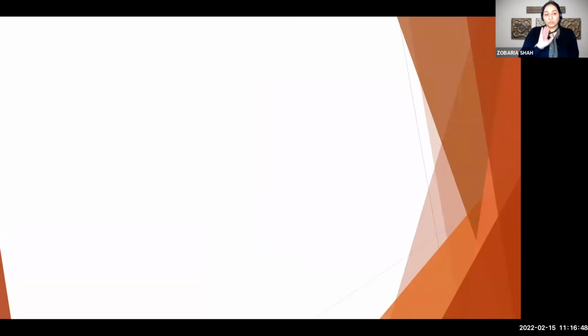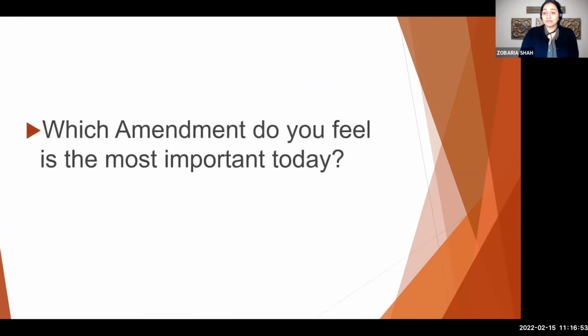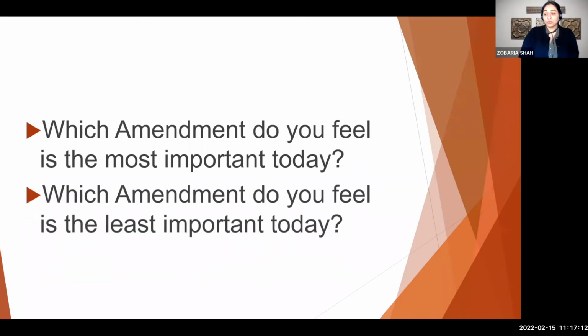Okay, so we'll take a brief pause here. We've covered 5 amendments, and I want you guys to be able to either discuss as a group, however your teacher would like this to happen. You can write this down, you can type it in the chat, whatever you prefer. Which amendment do you feel is the most important today out of the first 5 that we were able to discuss? Additionally, which amendment do you feel is the least important today? Again, out of the first 5 that we were able to discuss. I'll give you guys a minute or 2 for that, because I'm not sure if your teacher wants you to talk about it as a group, or you can just write it down or put it in the chat.